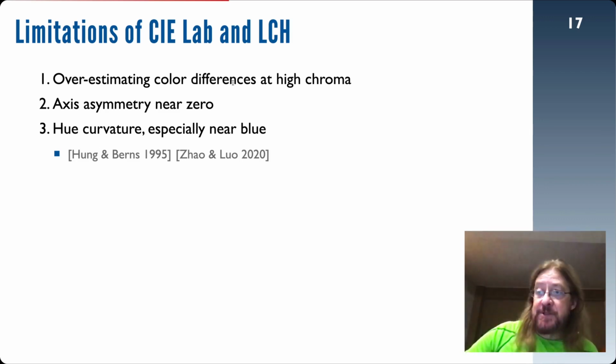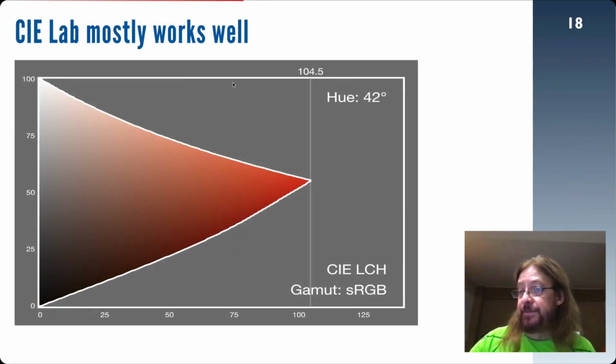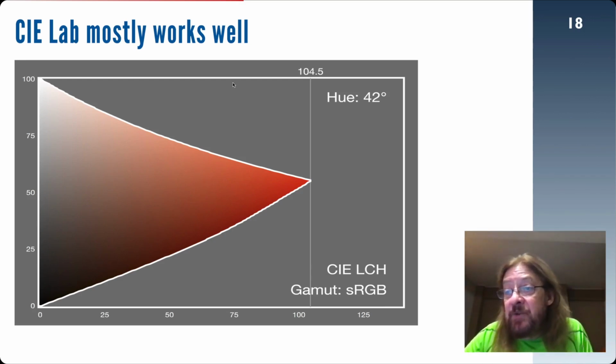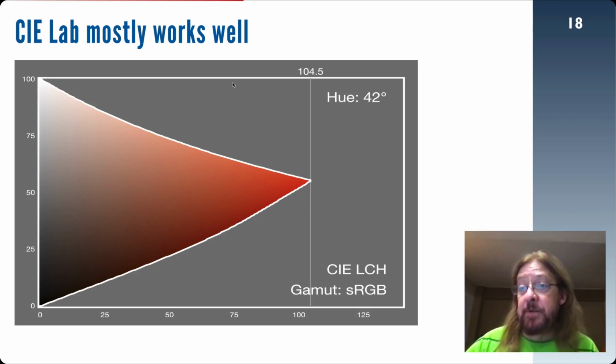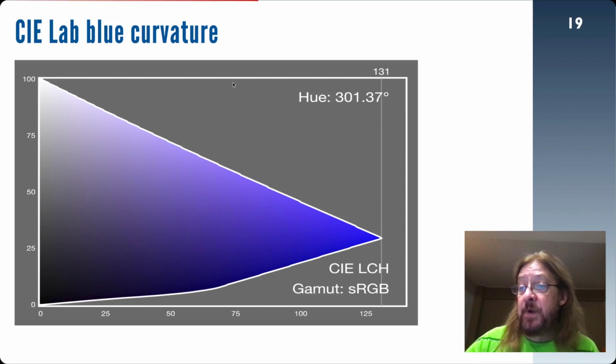But our gamut mapping strategy relies on hue linearity. So mostly this still works fairly well. Here's a slice of the sRGB gamut in CIE LCH. And although there is a very slight lack of hue uniformity at this particular angle, it really is not at all noticeable for our purposes. But around 300 degrees, this is the sRGB primary blue, we see a very obvious problem.